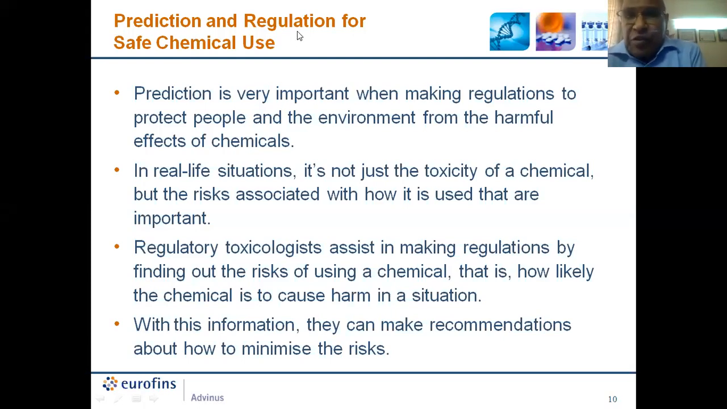And in real life situations, it is not just the toxicity of a chemical, we need to know the risk. As I said, using the tetrodotoxin example, if the exposure is minimized, it is not harmful at all. As a result, we need to find what are the conditions, even for a toxic chemical, under which humans are likely to be exposed.